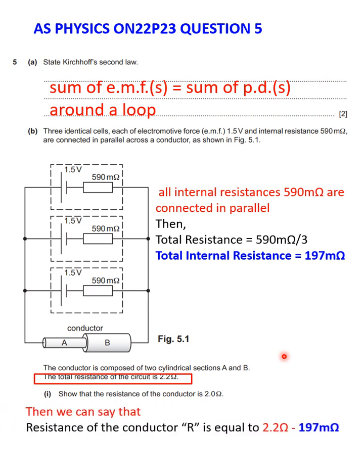So we can say that the resistance of the conductor R is equal to the total resistance of the circuit, which is 2.2 ohms, minus the value of the total internal resistance, which is 197 milliohms. So it will be 2.2 ohms minus 197 times 10 to the minus 3 ohms, which is equal to 2.003 ohms. Rounding this number, R is equal to 2 ohms. The question is answered.